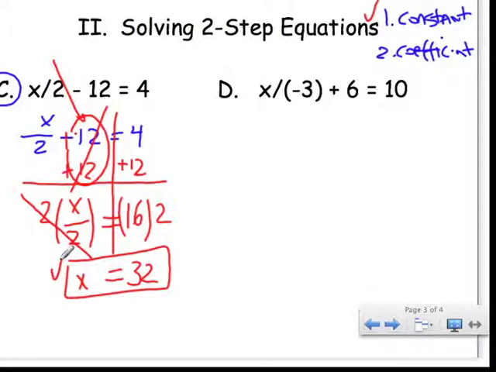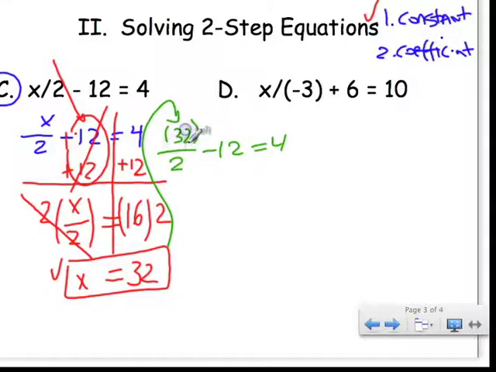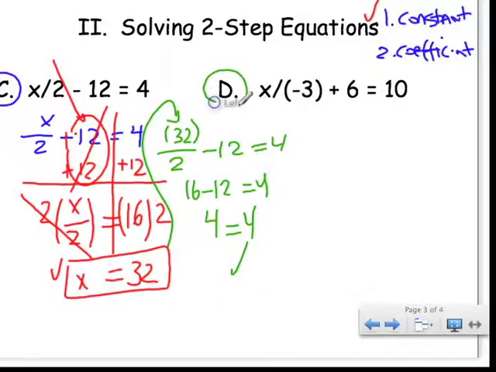Just to make sure, I'll check it. My answer, x divided by 2 minus 12, should equal 4. I'll substitute it in just to double check. 32 divided by 2 minus 12 should equal 4. 32 divided by 2 is 16. Minus 12 should equal 4. And what do you know? I'm right. I'd like you to stop the video here now and try D yourself.